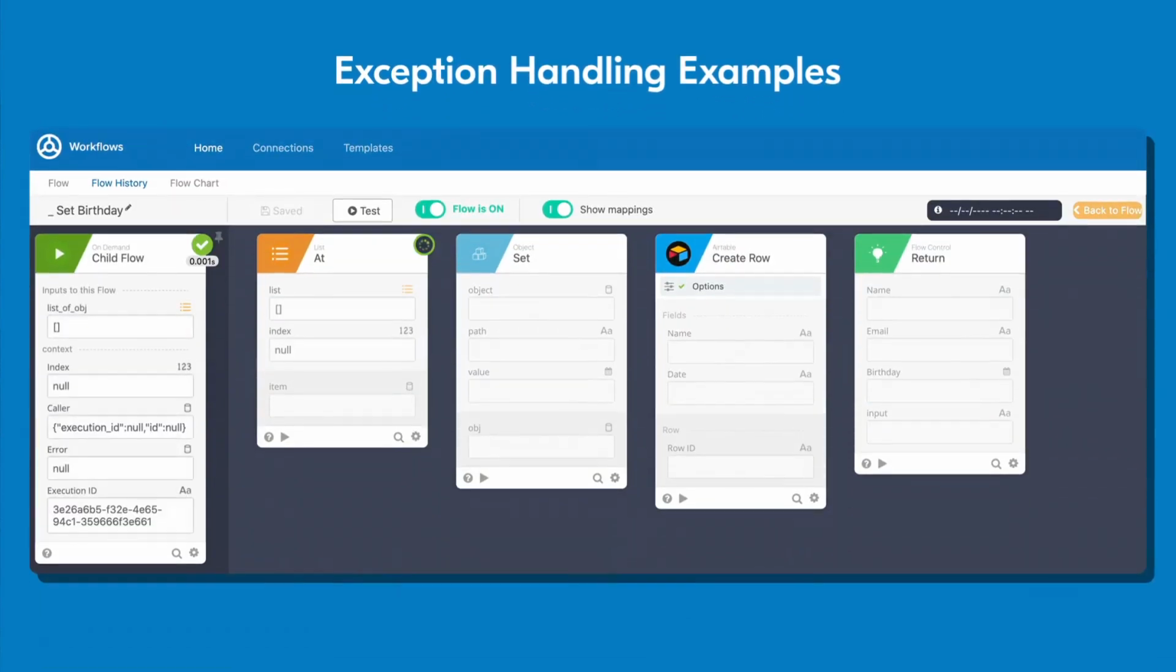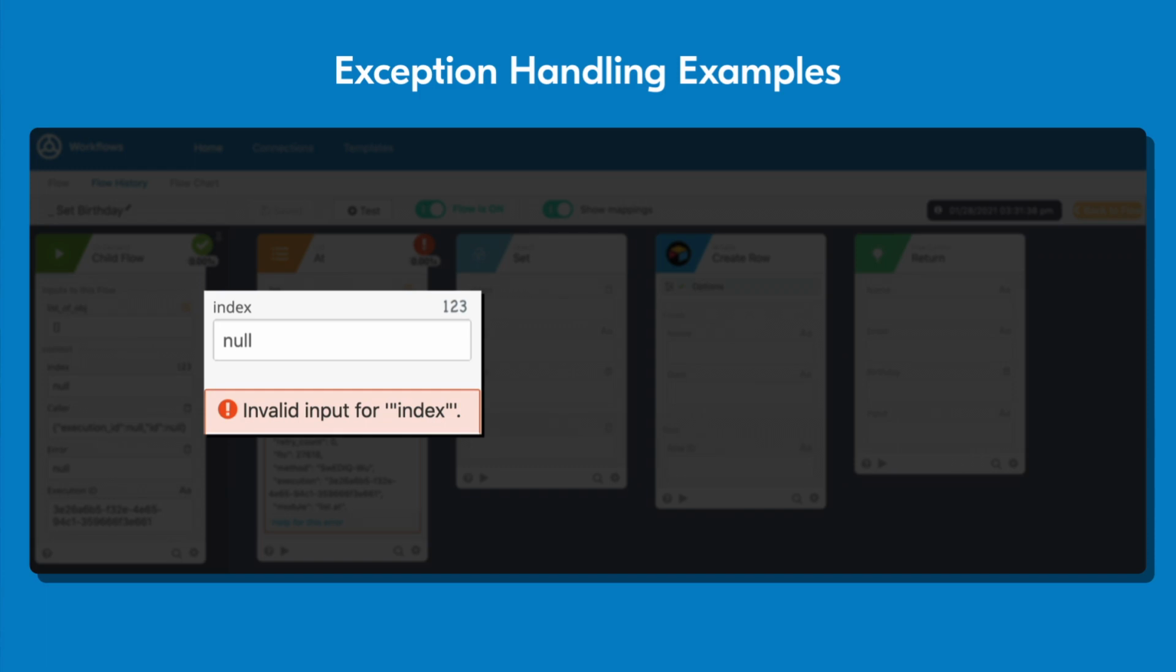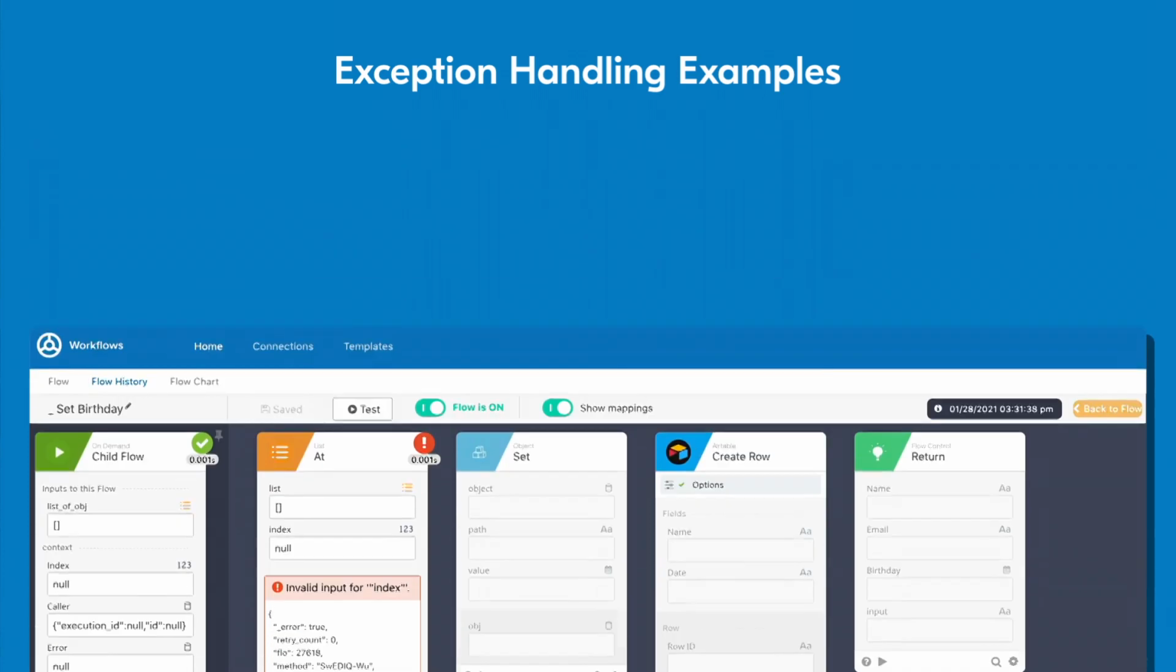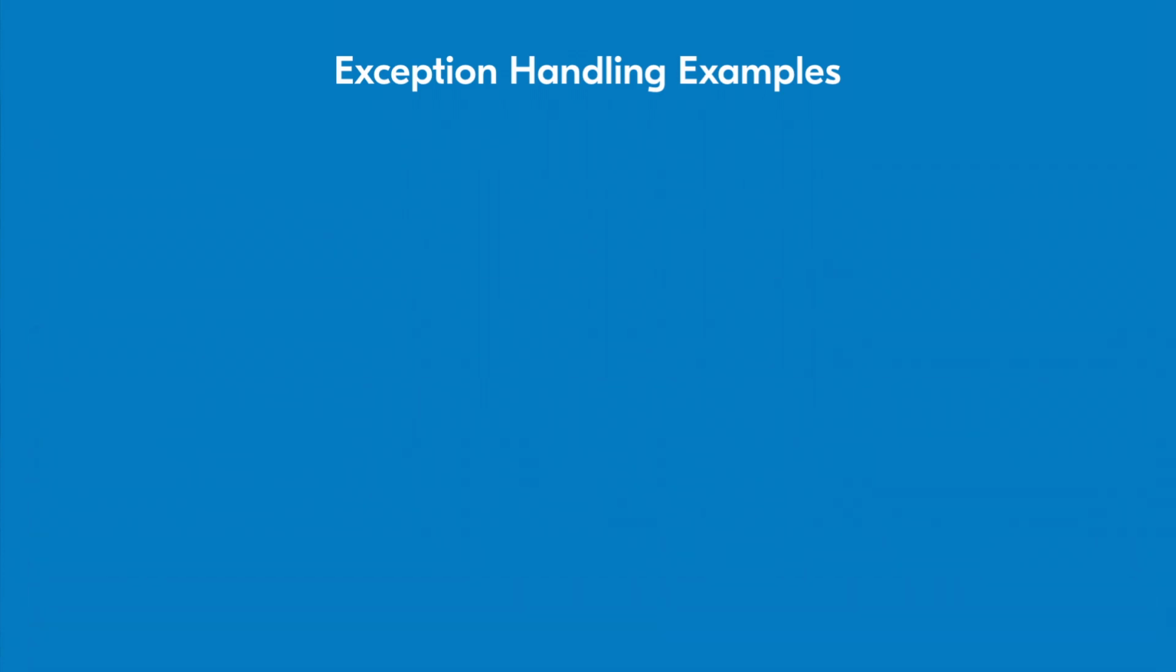Creating a new record sometimes fails due to missing information. Fortunately, we have a variety of tools in our exception handling toolbox to fix these types of issues. Here are a few common examples of the approaches you take to address these issues.